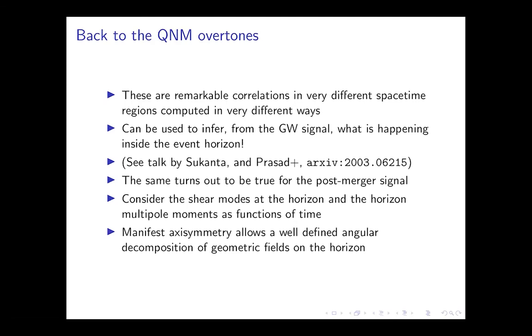So let's analyze this. Let's see what is happening at the common apparent horizon, and let's look at geometric fields at this common horizon and see how they decay and reach equilibrium. As Sukanta mentioned in his talk, the important point here is the shear modes. You look at the shear of the outgoing normal at the horizon and decompose that into different modes, and in this case, because we have axisymmetry, this decomposition is really well defined.